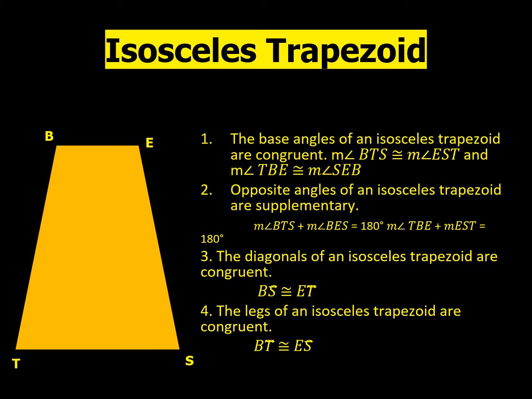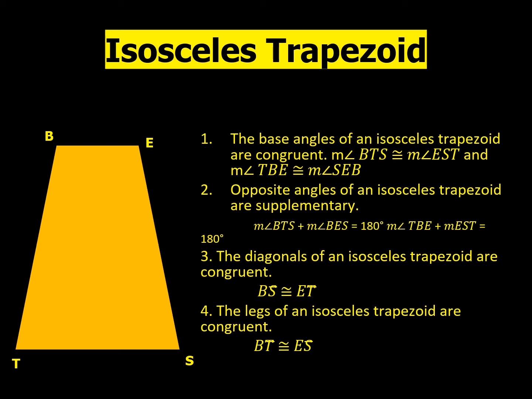So specifically this angle T and angle E are opposite angles, and the sum of their measures is equal to 180 degrees. So as well as with this angle B and angle S, or in other words angle TBE and angle EST. So these are also another pair of opposite angles that is equal to 180 degrees. The sum of their measures is equal to 180 degrees.